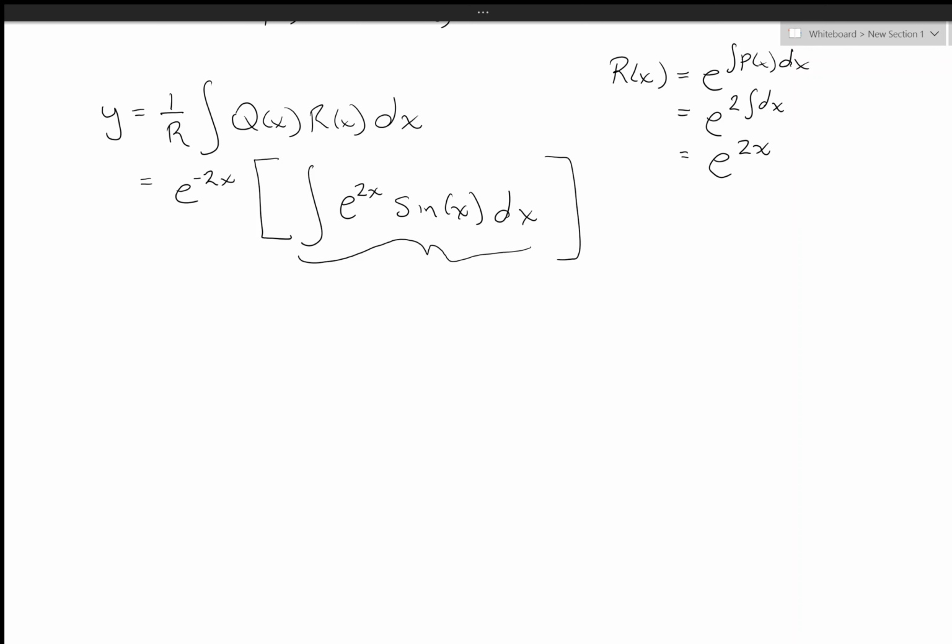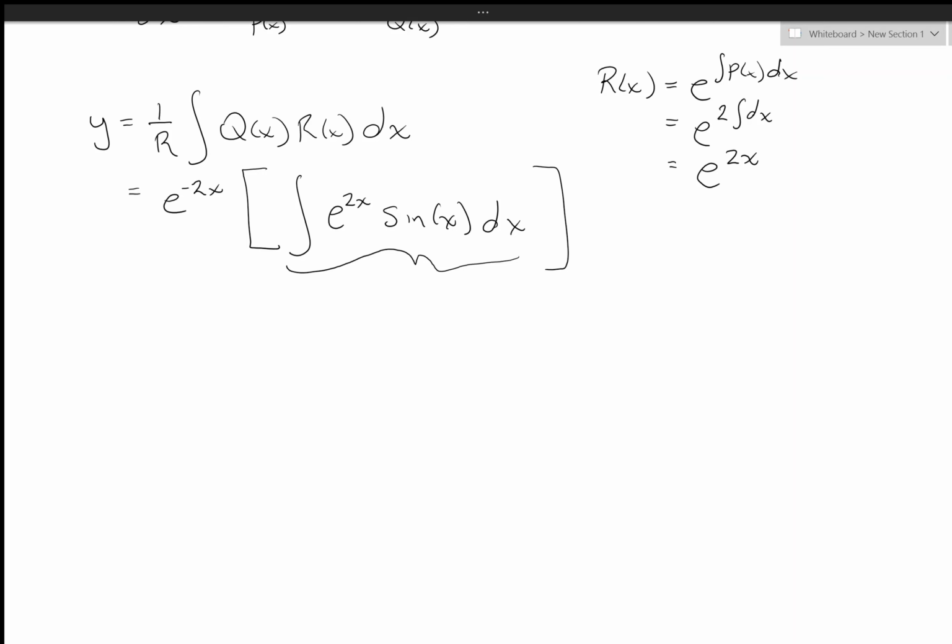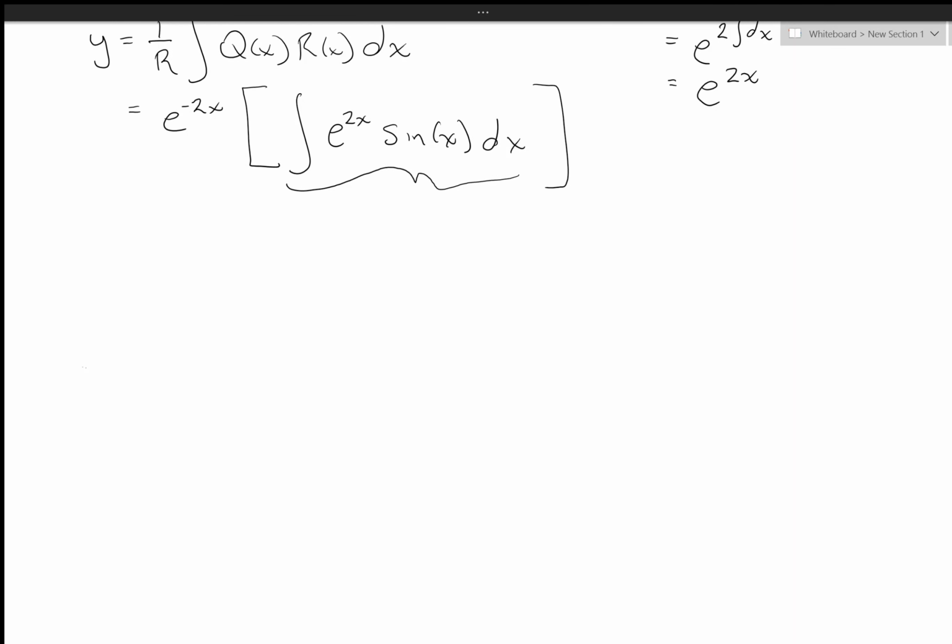I'm going to rewrite it. So we're just going to solve that integral, and once we solve this guy, then we'll sub it in for y. So what is the integral of e to the 2x sine x dx? What's it equal to? So look, we're going to do an integration by parts here.